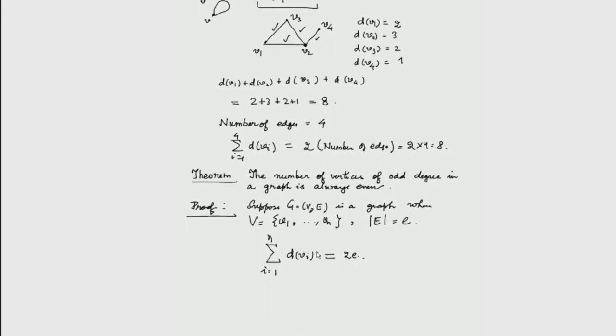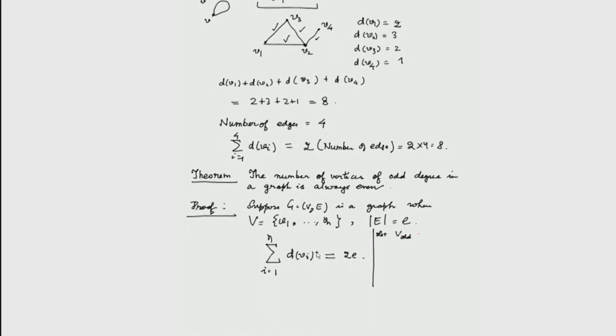Now, what we observe is that in capital V, that is the set of vertices, there are two types of vertices. The vertices which have odd degree and the vertices which have even degree. Now, let us write over here, let V odd be the set of vertices with odd degree and V even is the set of vertices with even degree.